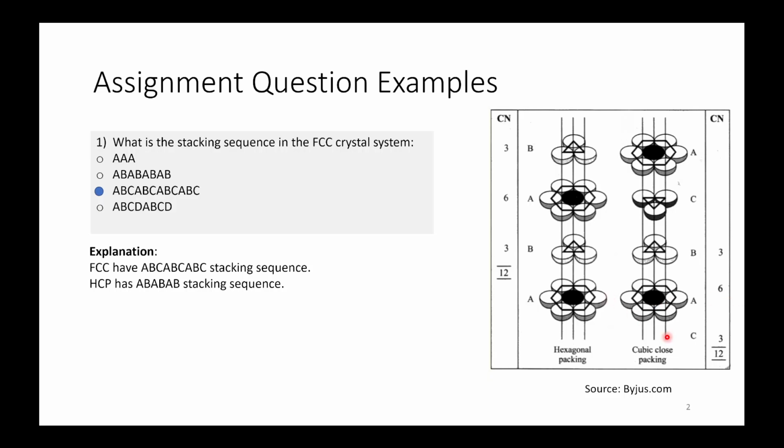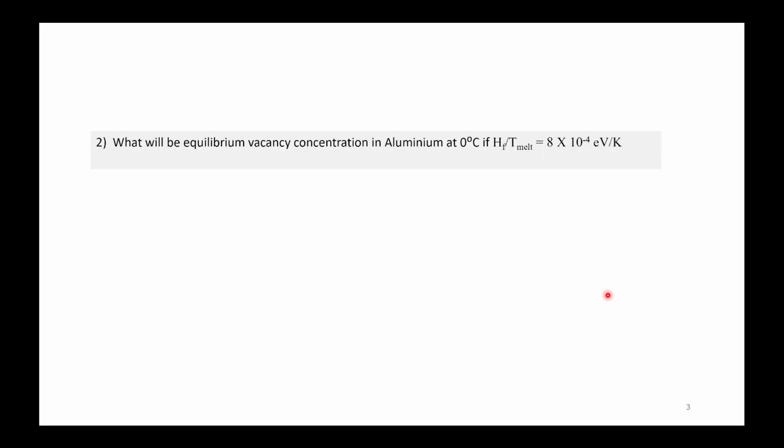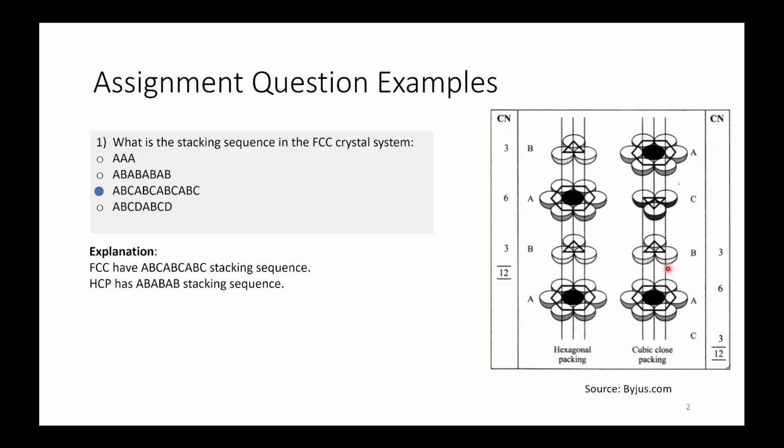From this picture it is not very clear, but in FCC when you have atoms nicely packed, then you can understand better, I think. Here you are not able to understand how it will be ABC.